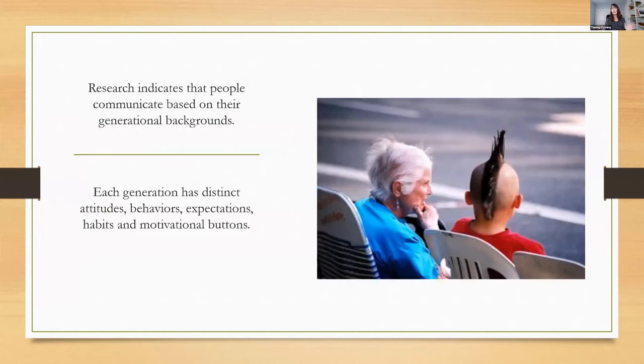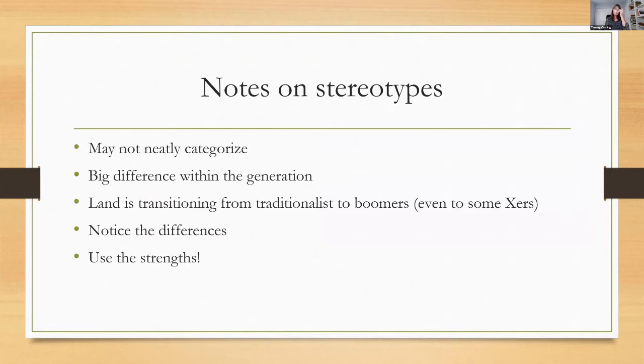So it's important to know that the research is indicating that people are communicating based on their generational backgrounds. And what we know about these generations is that each one has distinct attitudes, behaviors, expectations, habits, and motivational buttons. And so as we go into thinking about having a family meeting, we're going to step away for a second and think about generational differences.